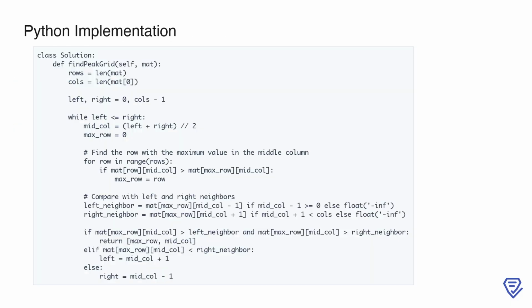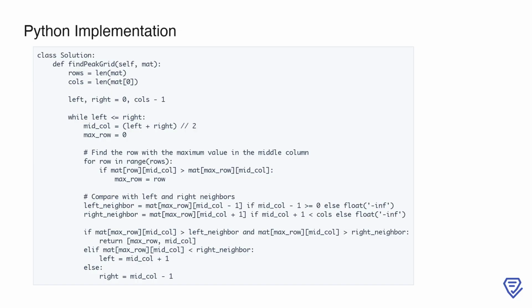This implementation solves LeetCode problem 1901, Find a Peak Element 2, using a binary search approach for efficient computation. A peak element in a 2D matrix is an element that is greater than or equal to its neighbors: up, down, left, right.